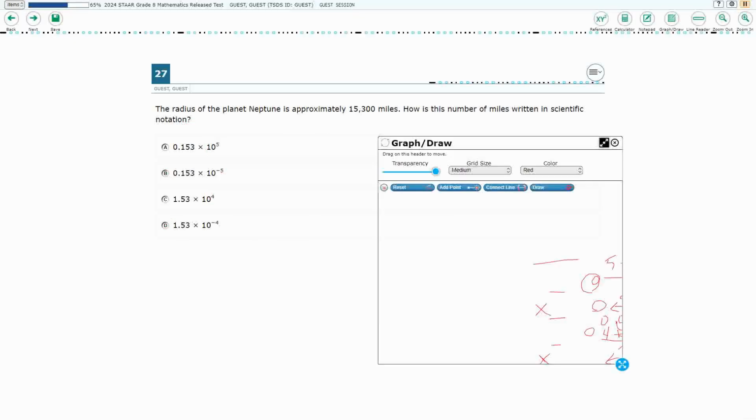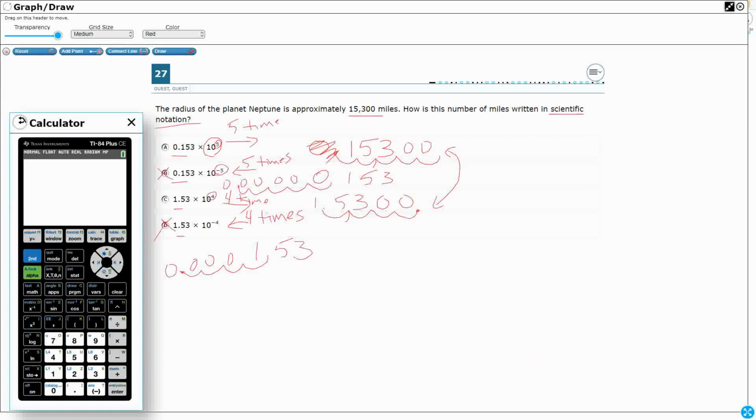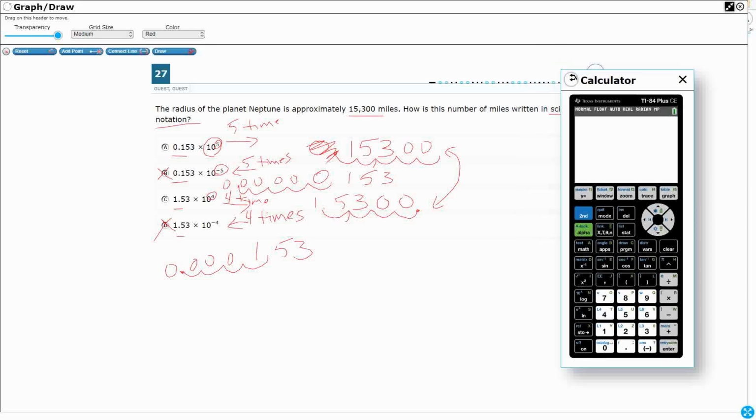How do we tell the difference between those two? Well, let's use the calculator. I told you that we could test this out with the calculator. Let's make sure I didn't do anything wrong. I'm stuck kind of between A and C, so let's calculate both of those to make sure we got it right. We can actually use the calculator.